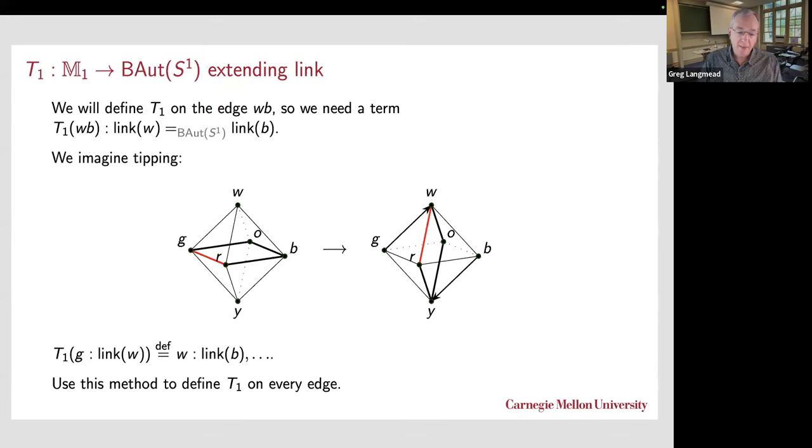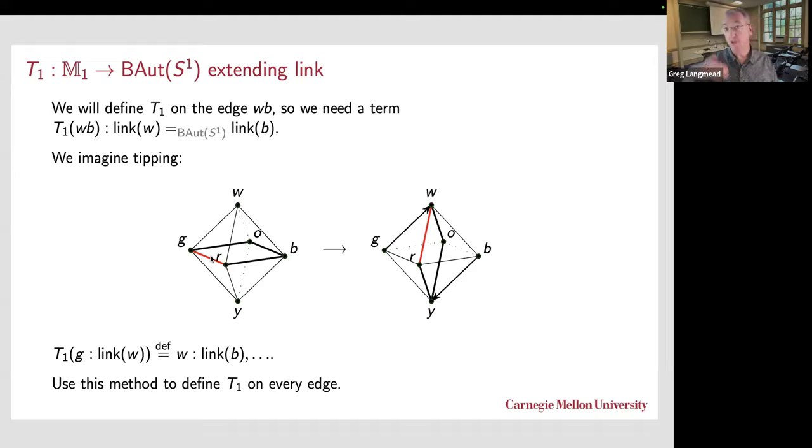So let us define a map extending link. If we want to extend link, then let's look at one edge. Let's look at WB and define an extension of T to that edge. It would have to be an isomorphism between the link of W and the link of B. I've drawn the link of W on the left, and I've made an edge red so we can keep track of any movement or rotation.